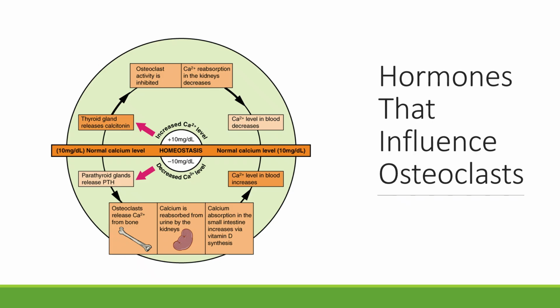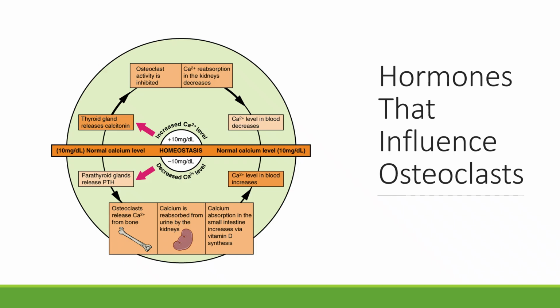So let's talk about how we keep calcium in a homeostatic range. Just like you have to keep your blood glucose in a homeostatic range all the time, and that's accomplished through insulin and glucagon, we have the same thing going on with our calcium levels in our blood, and this is accomplished through those two hormones, parathyroid hormone and calcitonin. So starting at homeostasis, which is the horizontal line in the middle there, let's say you have an increase in your calcium level. The thyroid gland is going to release calcitonin.